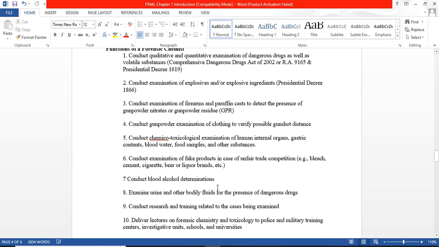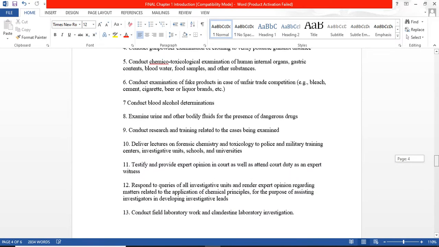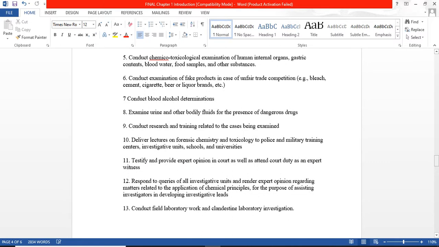Conduct blood alcohol determination, examine urine and other body fluids. Conduct research and training related to the cases being examined. Deliver lectures on forensic chemistry. Ito pwede sa conduct seminar para mas ma-enlighten ang mga pulis nga mag-collect sang sample sa crime scene mismo, kabalo sila kung ano ang ila nga i-collect. Testify and provide expert opinion in the court as well as attend court duty as expert witness.